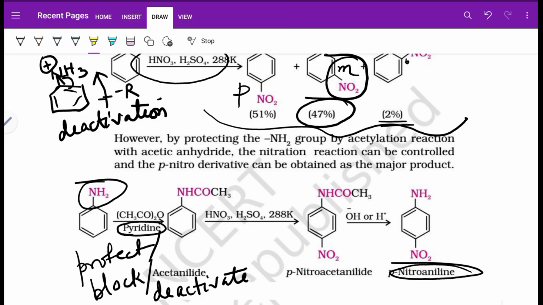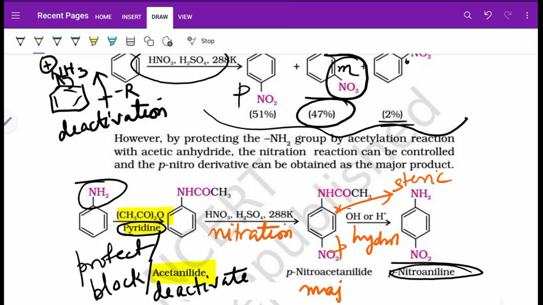After you obtain acetanilide, which is obtained by acetylation over aniline, you can carry out nitration. This is the nitration that is carried out, and you know that the ortho position has greater steric hindrance, on account of which the para product is the major product. And after that, you have to hydrolyze and you need to obtain this NH2 back in order to obtain para-nitroaniline as the major product.